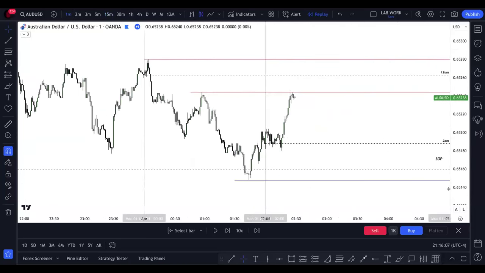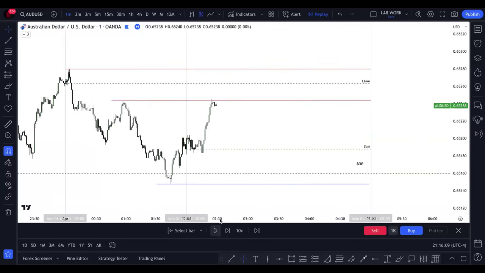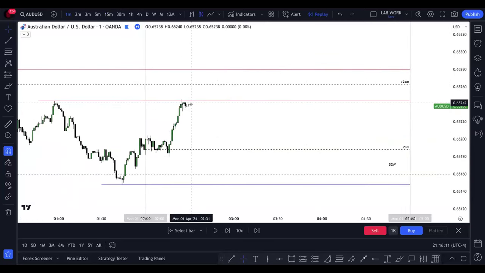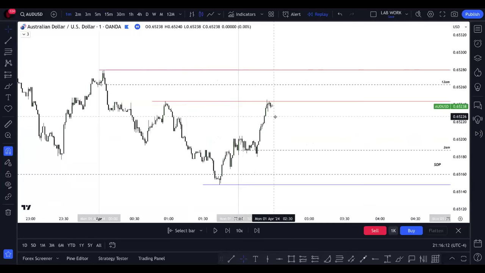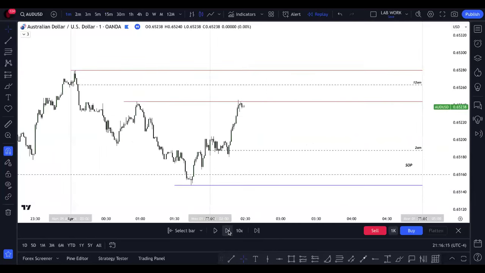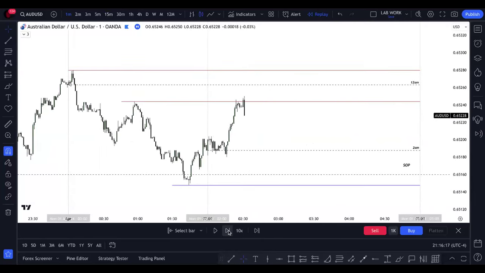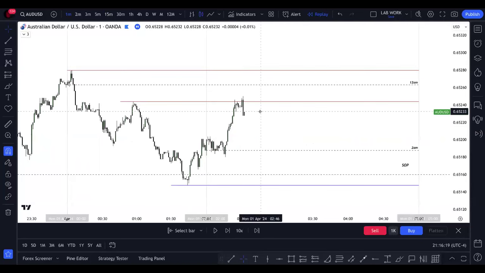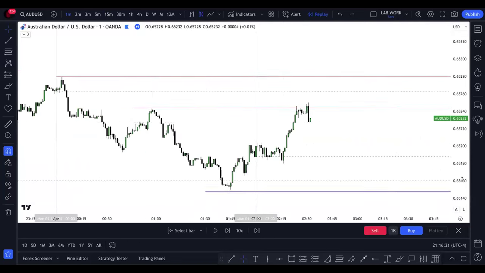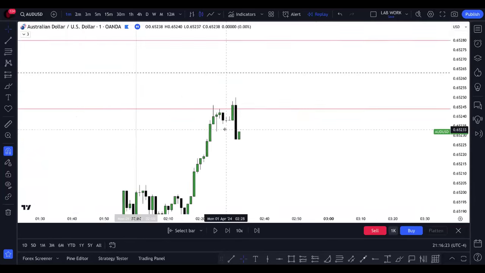So let's watch it. Is there any fair value gap that forms to the downside that sweeps a swing low? No, you don't see anything like that. So we keep playing. And right here, we finally get a swing low here.